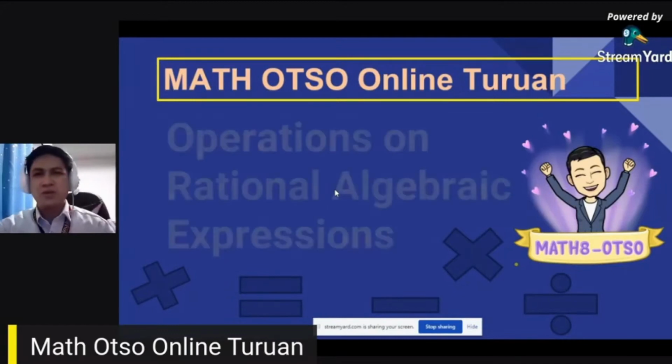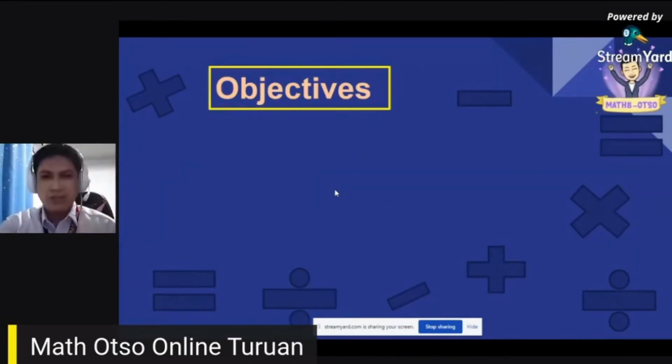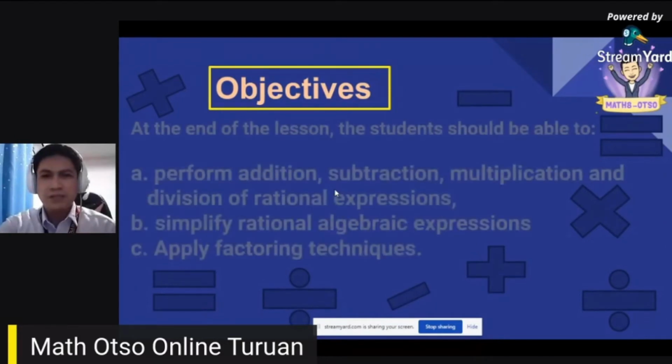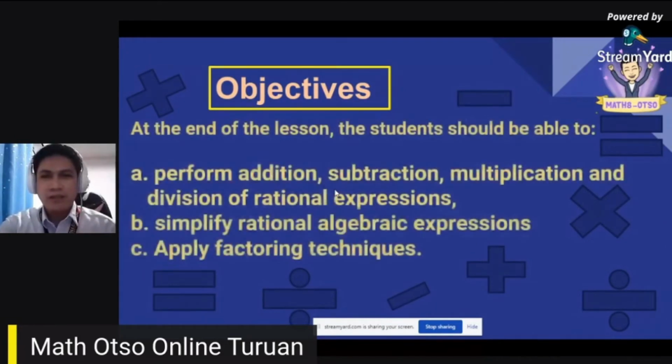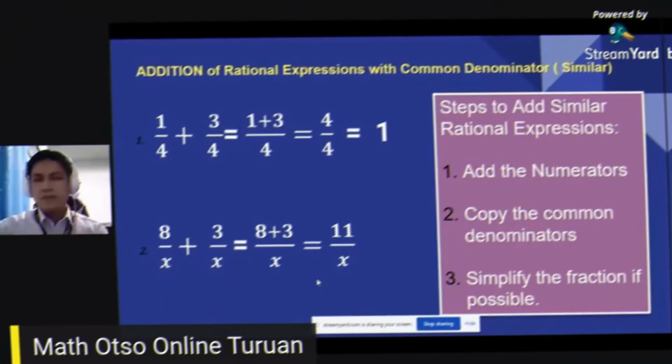We are going to discuss the operations on rational algebraic expressions. So our objectives, at the end of the lesson, the students should be able to: letter A, perform addition, subtraction, multiplication, and division of rational expressions. Letter B, simplify rational algebraic expressions. And letter C, apply factoring techniques in simplifying rational algebraic expressions.